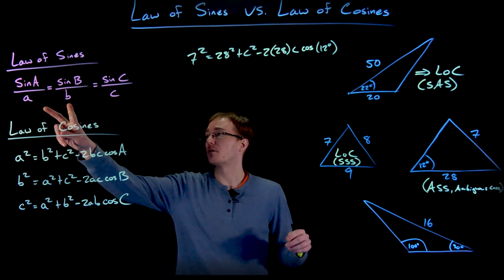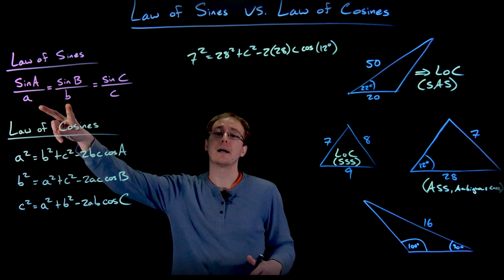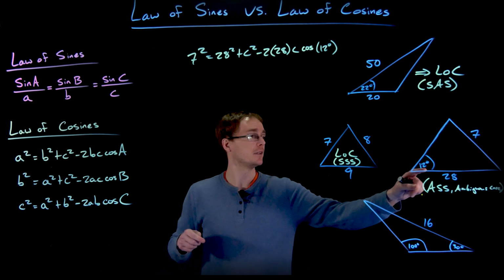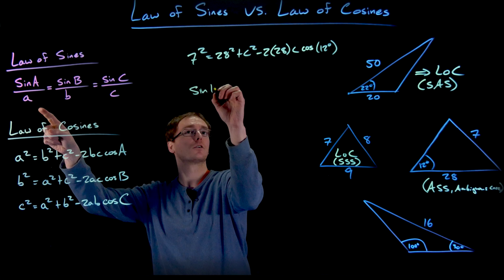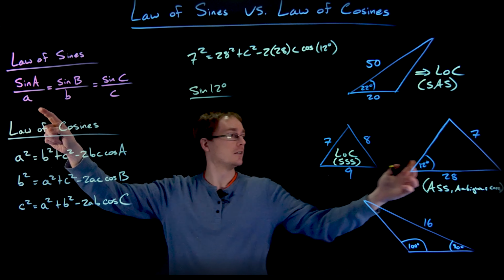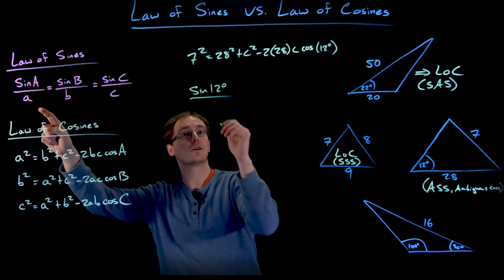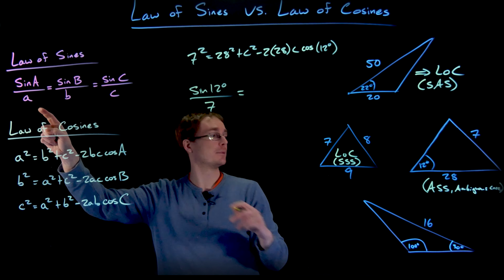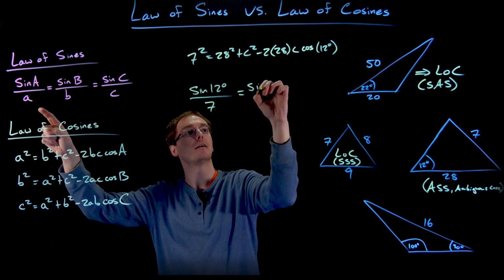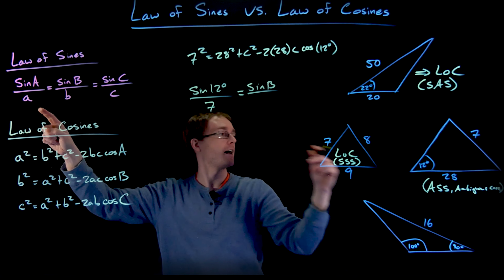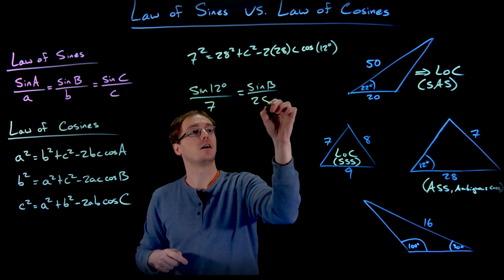So with the information provided, we could set up almost 2 sides of our law of sines equation. So if this is our angle A, we could write sine of our angle A, or 12 degrees, over the side length opposite of that angle, or side length A would be 7, is going to be equal to sine of this angle, maybe that's angle B up there, divided by our side length of 28.